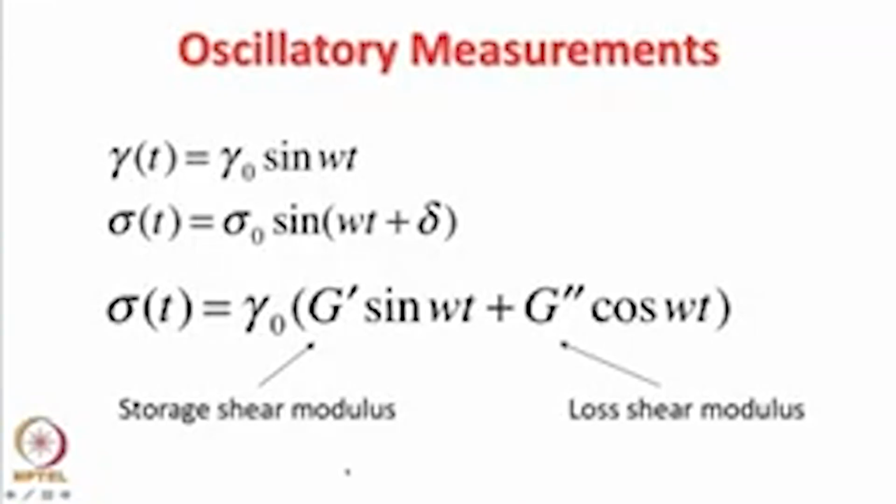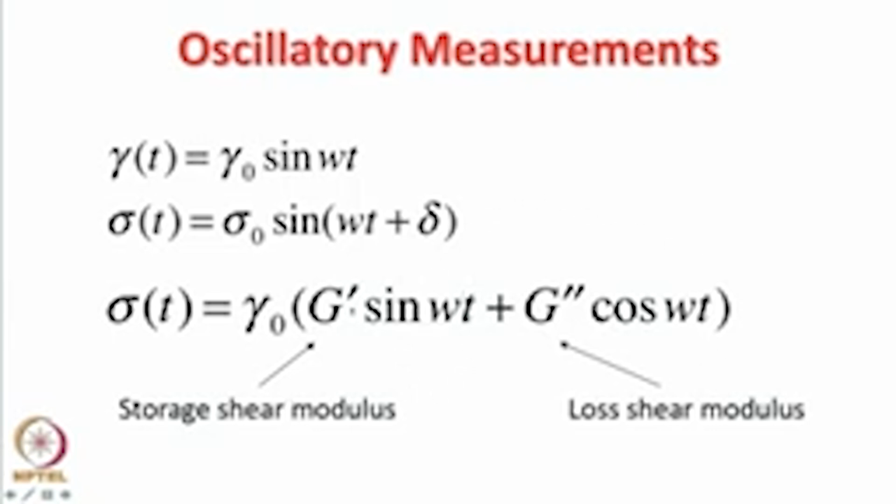I can break down this particular expression, expand it, and write sigma of t, the overall stress, as gamma naught into G prime sin omega t. This component is in phase with the strain field. You have gamma naught sin omega t, and this is gamma naught G prime sin omega t, plus G double prime cos omega t.